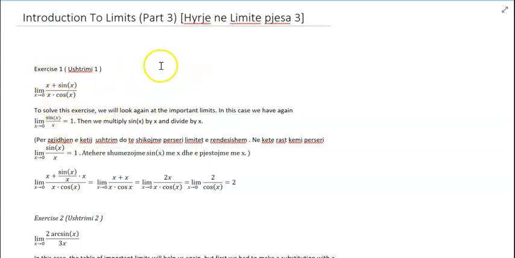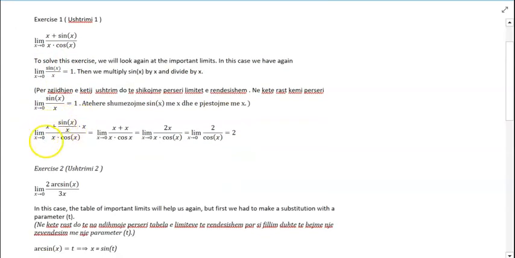The limit when x goes to 0 of x plus sine of x over x times the cosine of x. To solve this exercise, we'll look again at the important limits. In this case, we have again the limit when x goes to 0 of sine of x over x is equal to 1. Then we multiply the sine of x by x and divide it by x in order to transform it in this form. We have the limit when x goes to 0 of x plus the sine of x over x times x over x times the cosine of x.